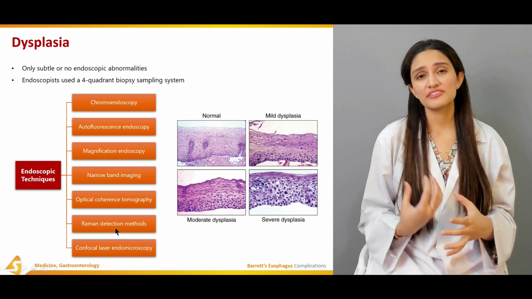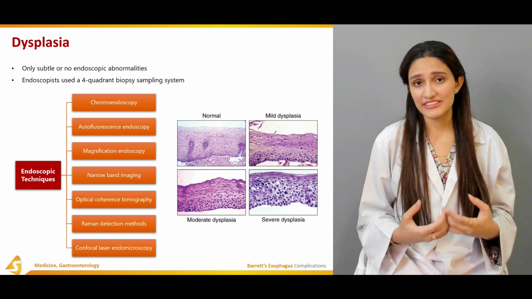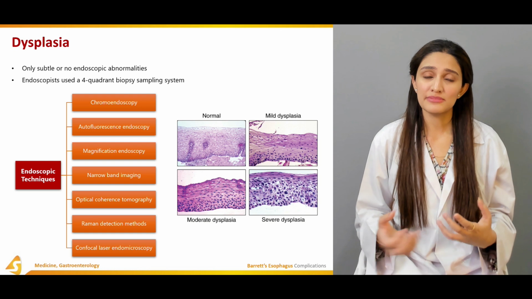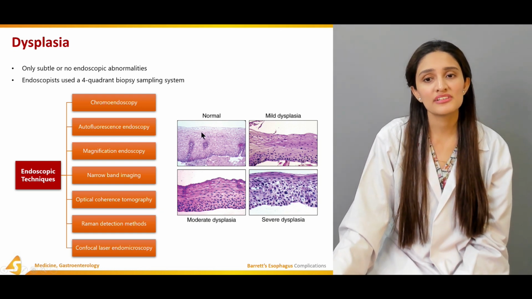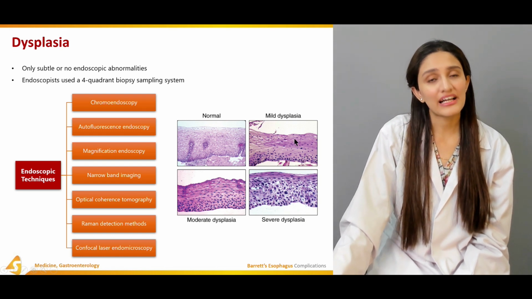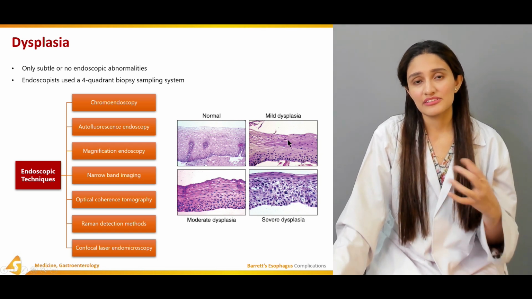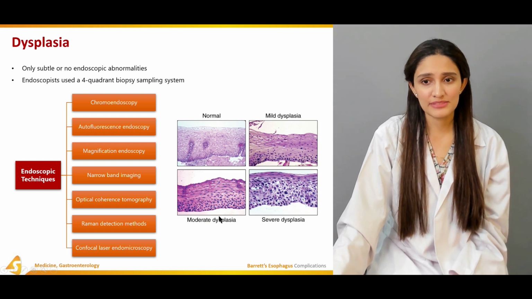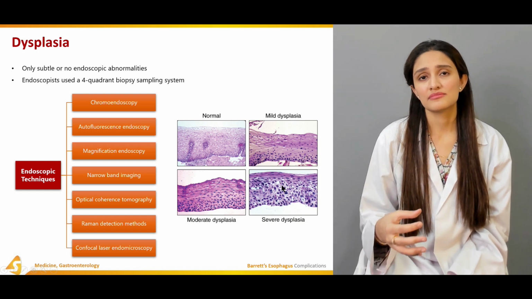These are very new endoscopic investigations that are being used these days to determine dysplasia within the esophagus. In this picture, as you can see, this is the normal squamous epithelium of the esophagus, and then there's mild dysplasia in which there's slight disruption of columnar epithelium. And then this is moderate dysplasia, and this is severe dysplasia where there's unregulated cell growth.